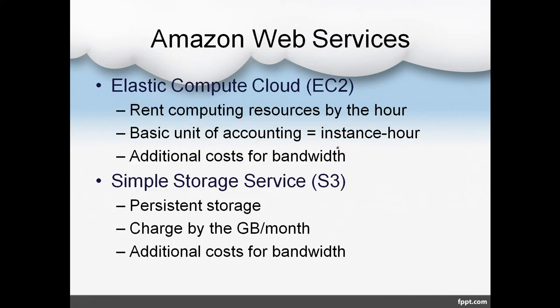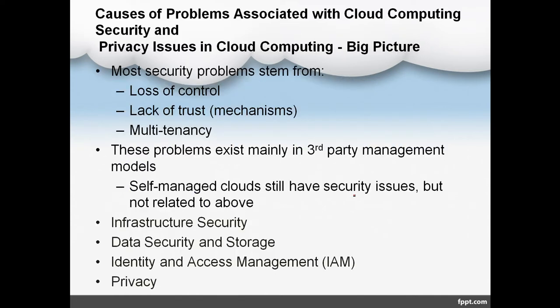Amazon Web Services: what is the full form of EC2? Elastic Compute Cloud. Rent computing resources by the hour. The basic unit of accounting equals instance-hour, with additional cost for bandwidth. Simple Storage Service, that is S3: persistent storage charged by the gigabyte-month, with additional cost for bandwidth also. So basically cloud computing provides what you want as per your demand.